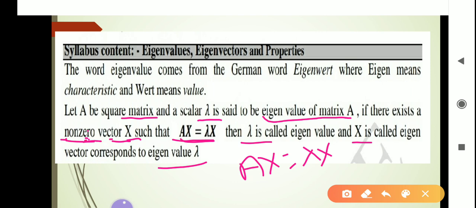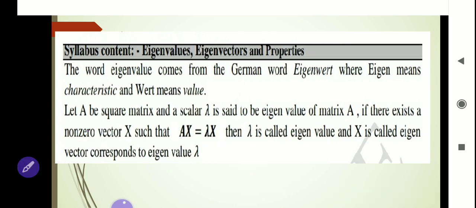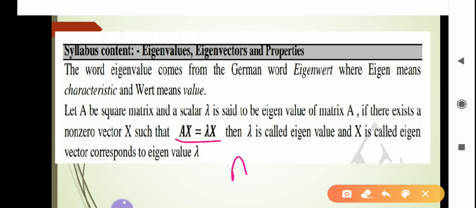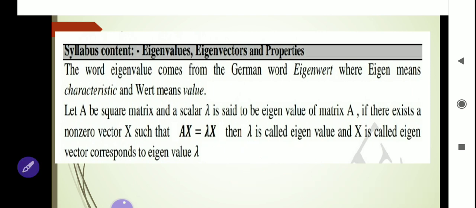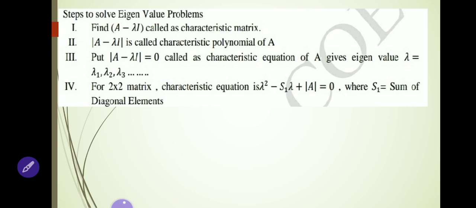Here it is mentioned there exists a non-zero vector x such that Ax is equal to lambda x. Simply, what is an eigenvalue? Eigenvalue is the representative of that matrix. If we cancel x here, we get A is equal to lambda. So what is the work of eigenvalue? Instead of that matrix we can use its eigenvalue.